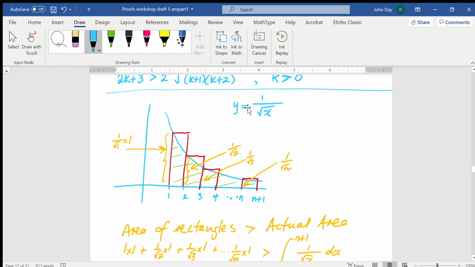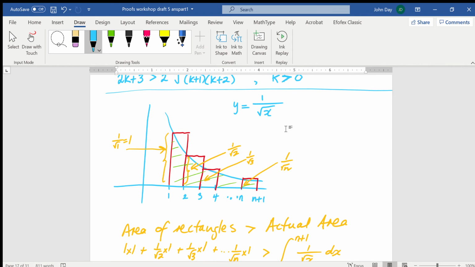So I decided to use the curve y equals 1 on root x. And if you look at all the rectangles that you can make by starting at 1 and going up to n and doing them 1 unit wide, if you add up all the areas of those rectangles, it's going to be way bigger than the area that's actually under the curve from 1 up to n plus 1. So the area of the red rectangles is bigger than the green shaded area under the blue curve, and that's what the actual proof is.